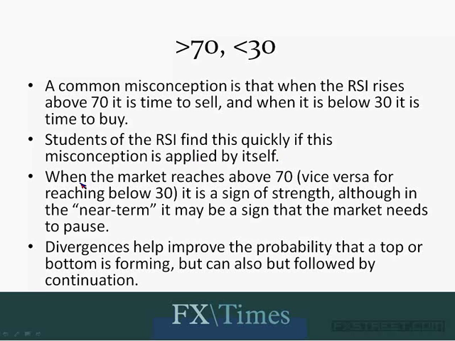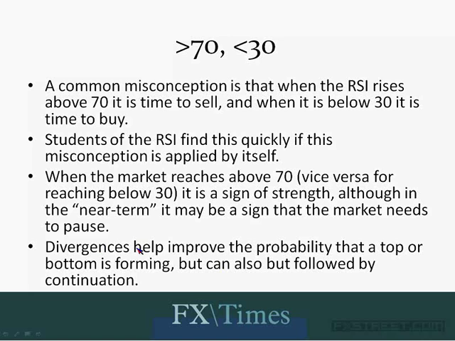When the market reaches above 70 or below 30, it is actually a sign of strength: bullish strength when it goes above 70, or bearish strength when it goes below 30. In the near term, we may have a sign that the market needs to pause, as it is an overbought or oversold signal, but that doesn't always translate to a reversal.